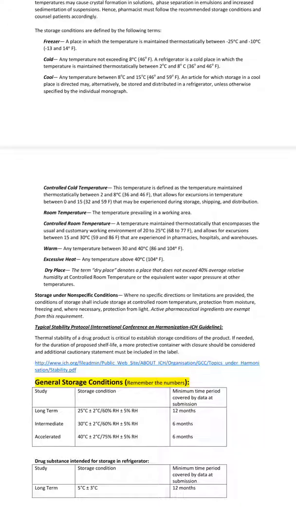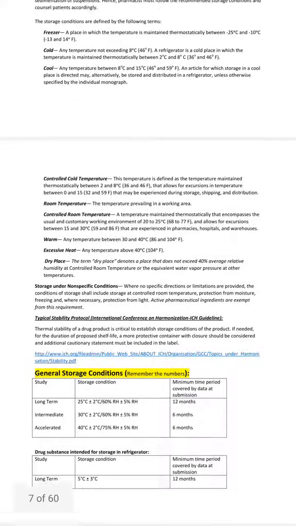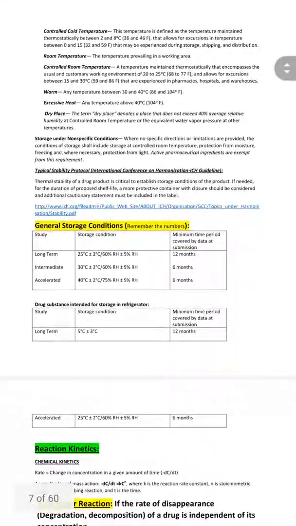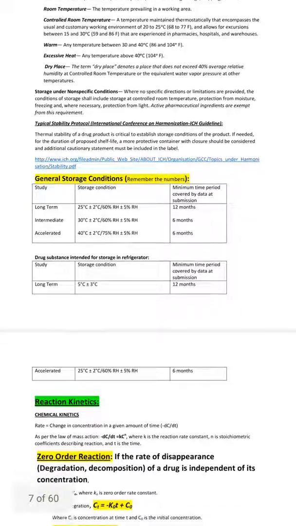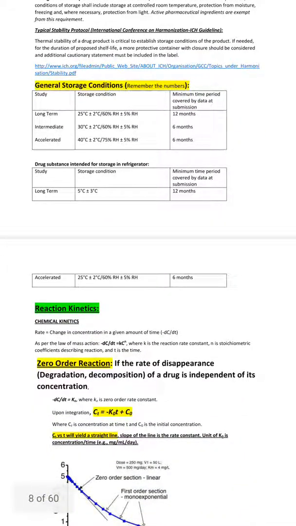Warm. Let's talk about room temperature actually. 20 to 25 degrees Celsius. So we're going to start with freezing, -25 to -10. Cold is 2 to 8. Cool is 8 to 15. Room temperature is 20 to 25. Warm is anything between 30 and 40. Anything over 40 is considered excessive heat. Less than 40 humidity. And general storage conditions, room temperature, just normally it'll last about a year.